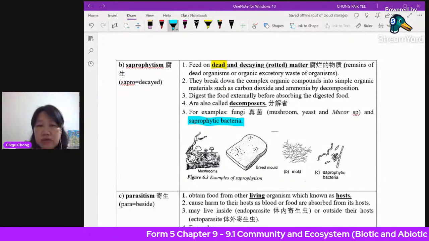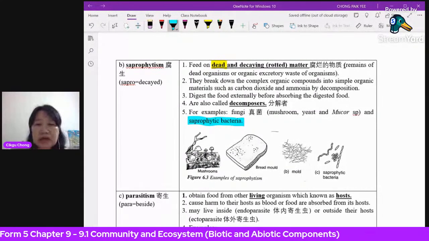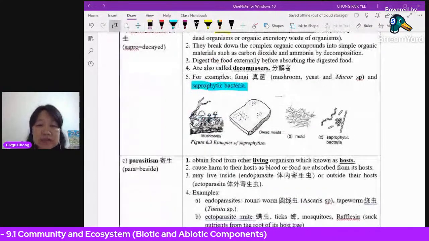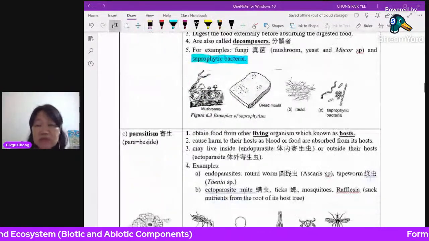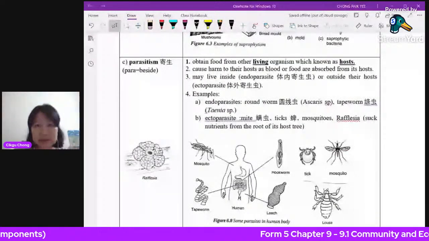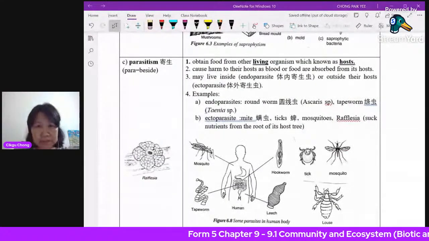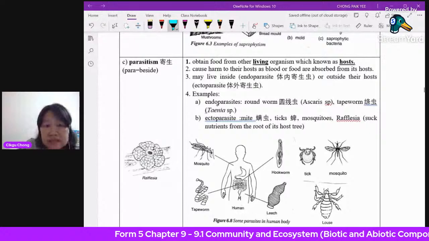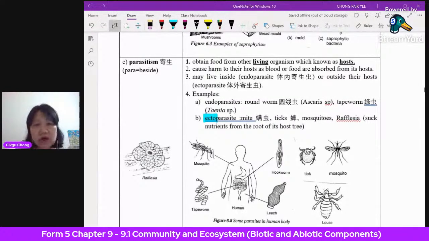All right, mold, the one that grows on the bread, okay? And saprophytic bacteria. Okay, parasitism, this is something very similar. We commonly know especially our mosquito, right? We always get bitten by mosquito. So they are parasites, but they are ectoparasites because they don't stay inside us. They are on the skin, okay?